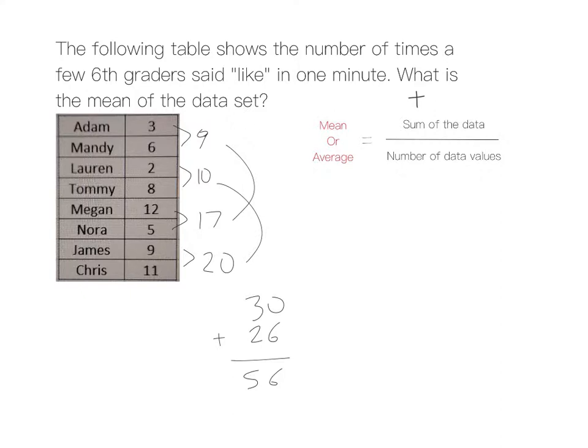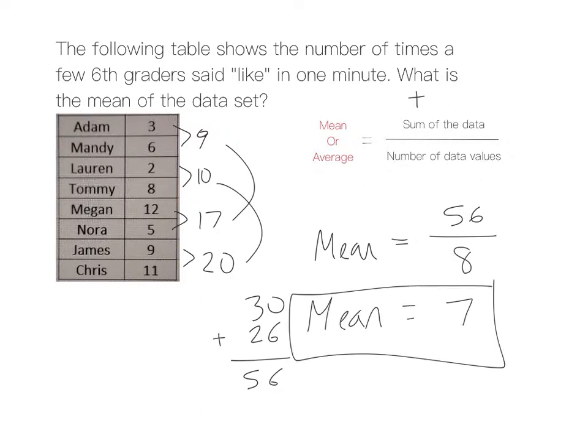So 56. Again, the mean equals the sum of the data. We just added those up and got 56. Now we're going to divide by the number of data values. So let's count: 1, 2, 3, 4, 5, 6, 7, 8. So what is the mean equal to here? 56 divided by 8 is 7.